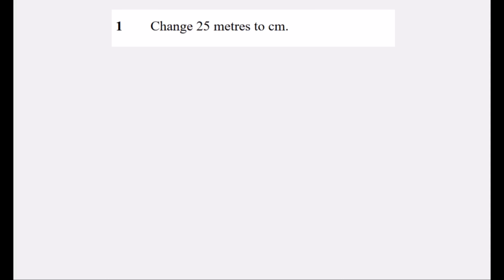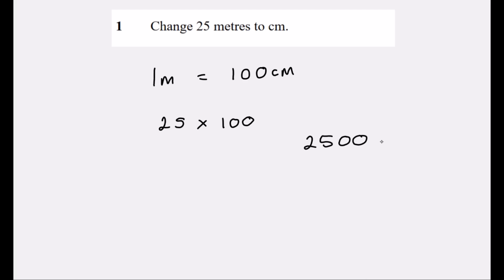Question 1. Change 25 meters to centimeters. Each 1 meter is equal to 100 centimeters. So if we've got 25 meters, it's 25 times 100, which is 2,500 centimeters.